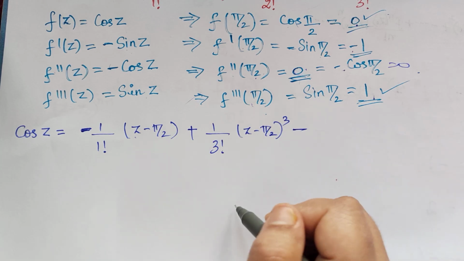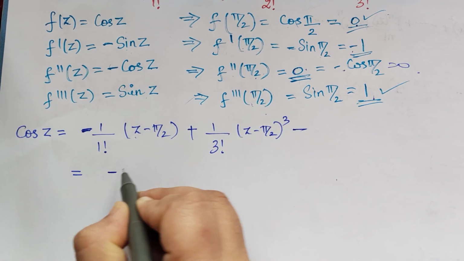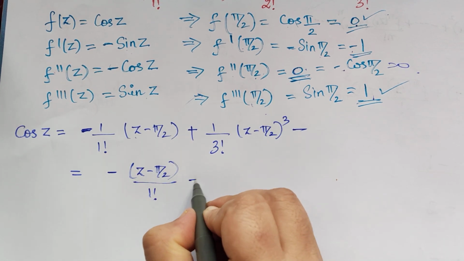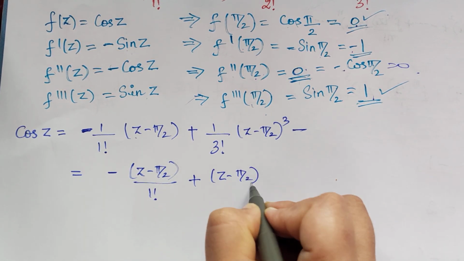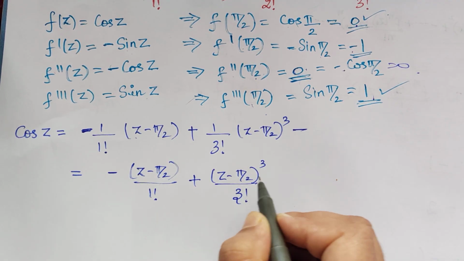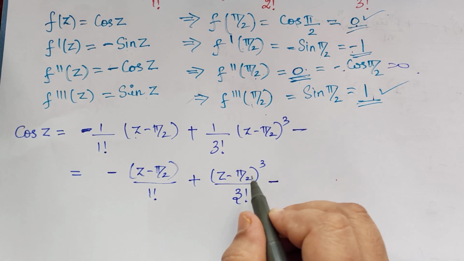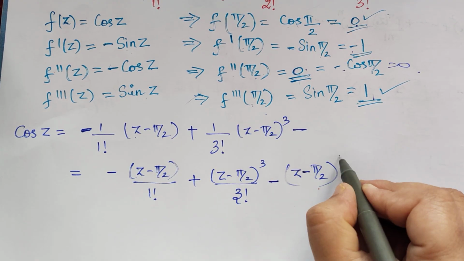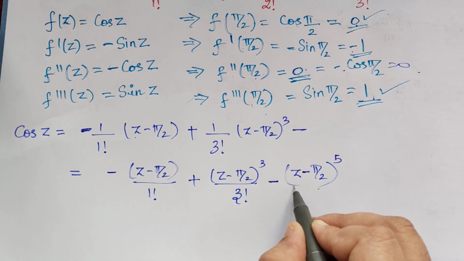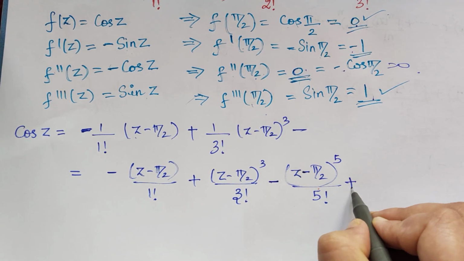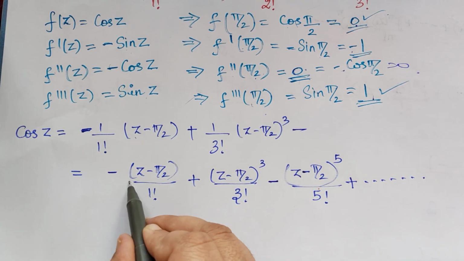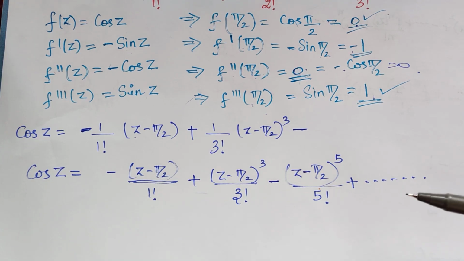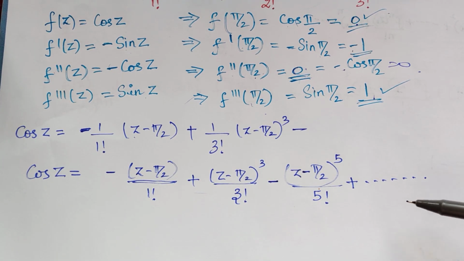So therefore this expansion will be minus z minus pi by 2 by 1 factorial plus z minus pi by 2 the whole cube by 3 factorial. Obviously the next term will be a negative term, and we can predict that the next term will be z minus pi by 2 the whole to the power 5, since the next odd number is 5, divided by 5 factorial, plus etc. It keeps on going like this. So this is the expansion of cos z into Taylor's series about the point z equal to pi by 2.